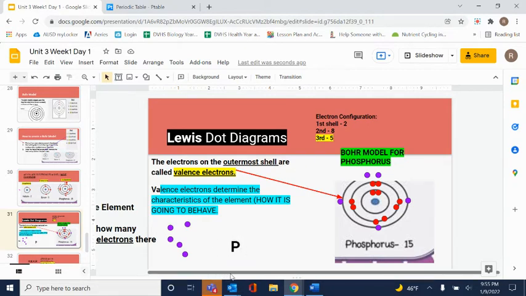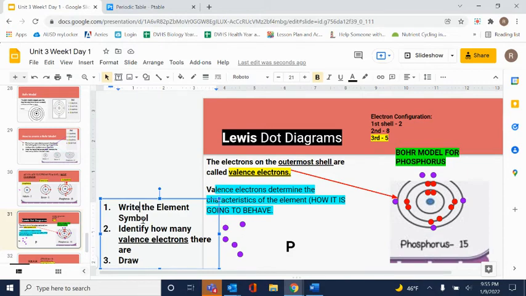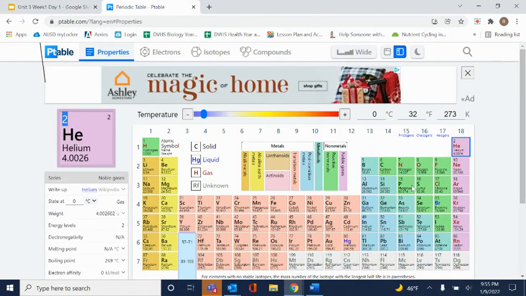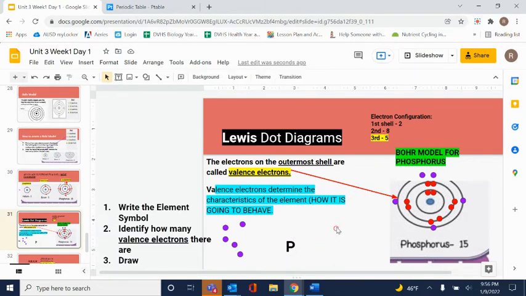So if I were to draw a Lewis dot diagram here, all you have to do is, number 1, here are the little rules to the side. Write the element symbol. So for phosphorus, if I look at the periodic table, phosphorus is symbolized by P. So I put a P here. Then you identify how many valence electrons there are. For phosphorus, there are 5.